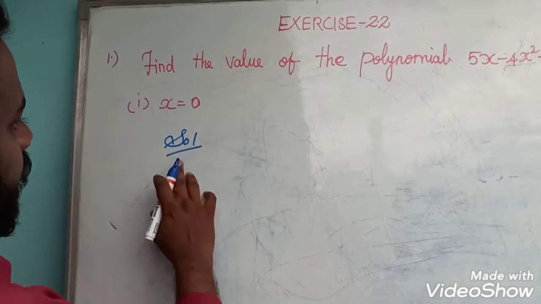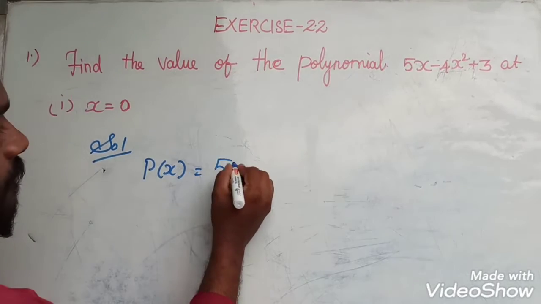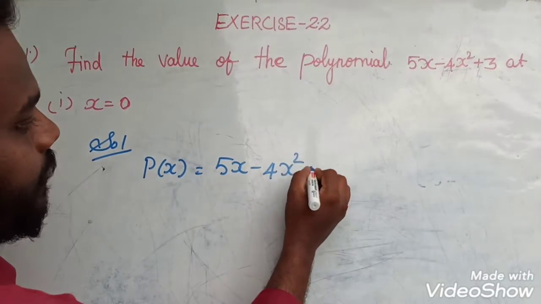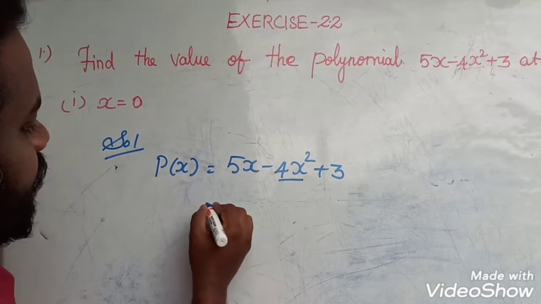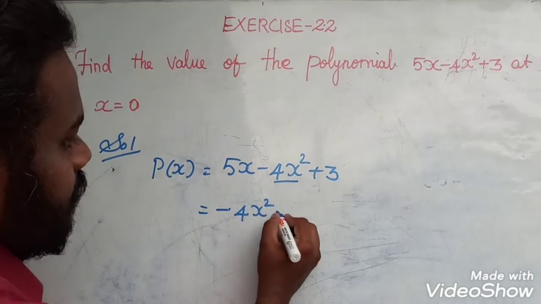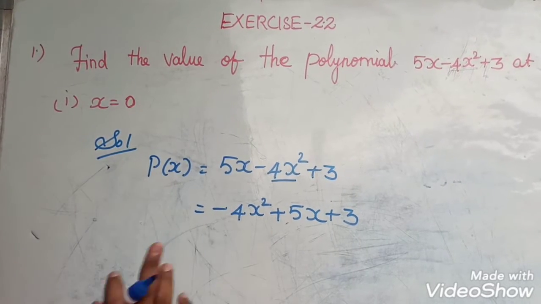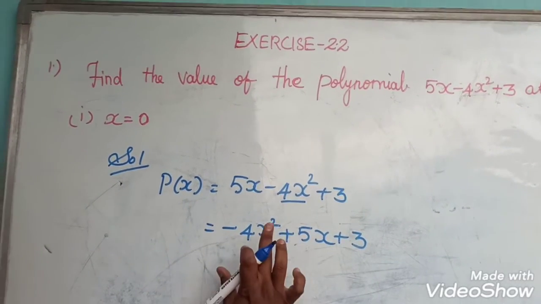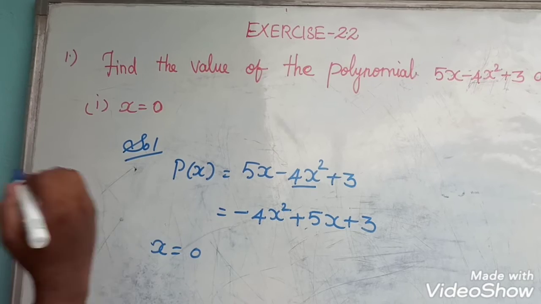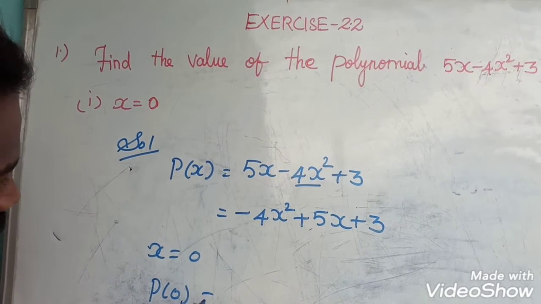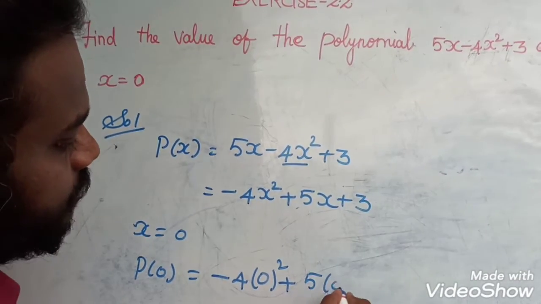Solution. So here I take first p of x equal to 5x minus 4x square plus 3. I have to rearrange it degree wise: minus 4x square plus 5x plus 3. No need to bother about the minus in the first term. I have to arrange in order of degree 2, 1 and 0. So now, instead of x, we need to take 0. So p of 0, which is equal to minus 4 into 0 the whole square plus 5 into 0 plus 3.